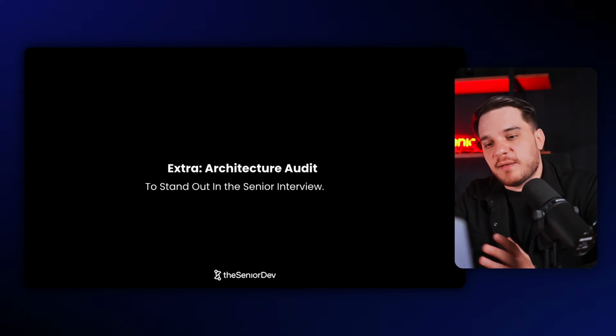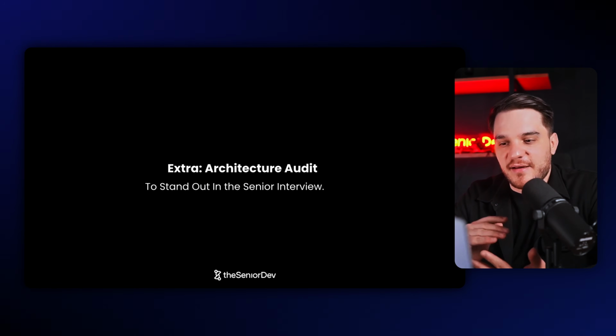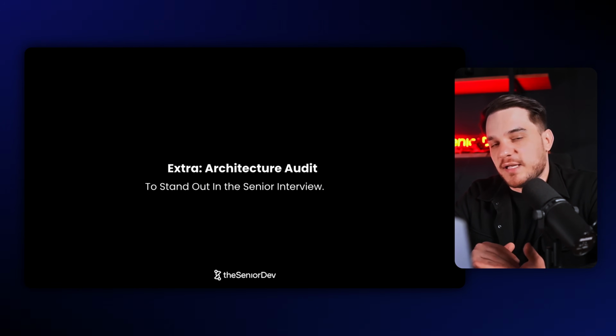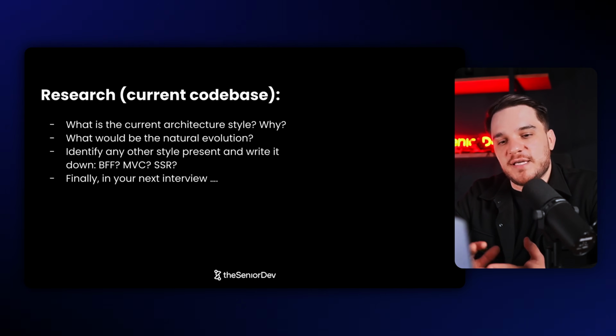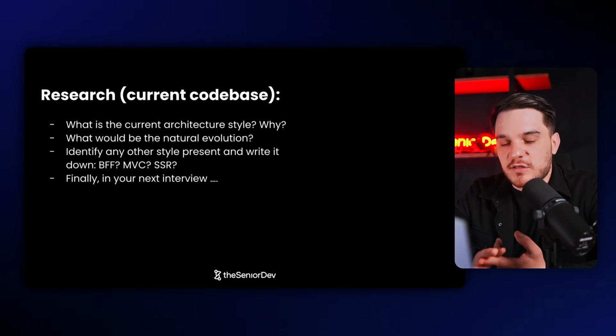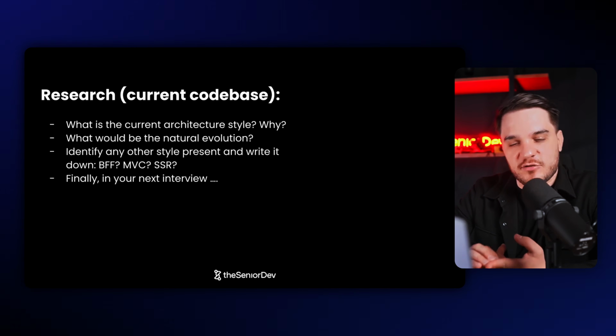And finally, what I've been promising you, which is the extra architecture audit, so you make sure that you can stand out in the senior interview. Basically, what you want to do is to sit down and research your current code base. And the question you want to answer is, what is your current architecture style? Why did you land there? And what would be the next steps?